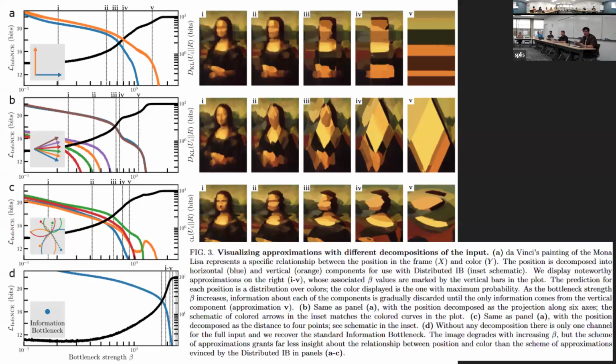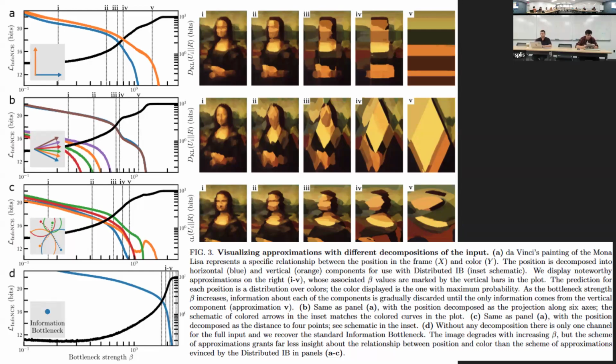So let's pull apart this caption here at the top. Da Vinci's painting of the Mona Lisa represents a specific relationship between the position in the frame X and the color Y. The position is decomposed in panel A into horizontal blue and vertical orange components for use with the distributed information bottleneck. And they display different approximations for increasing bottleneck strength. So from left to right, they're increasing the bottleneck in these images.